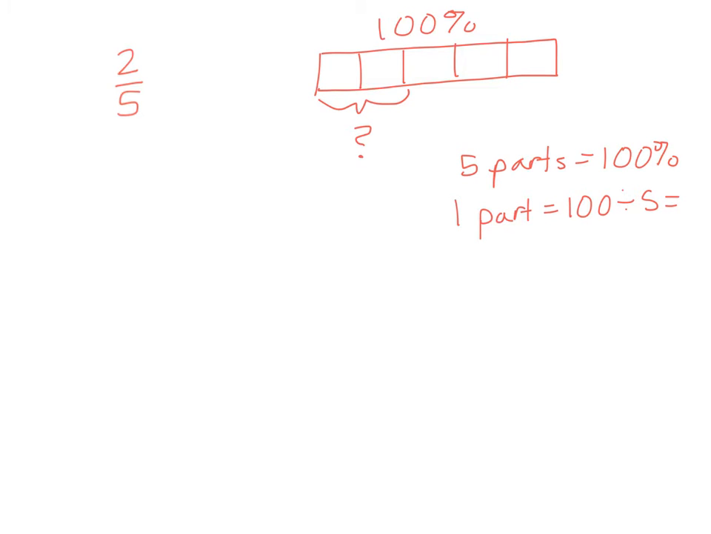So one method says the whole thing is 100% again, which is 1, 2, 3, 4, 5/5, but I only want 2 out of the 5 pieces. So 5 parts is 100%. 1 part would be 100 divided by my 5 boxes, which gives me 20%. So if 20 goes in each of these boxes, and I need 2 of them, 2 parts equals 40%.